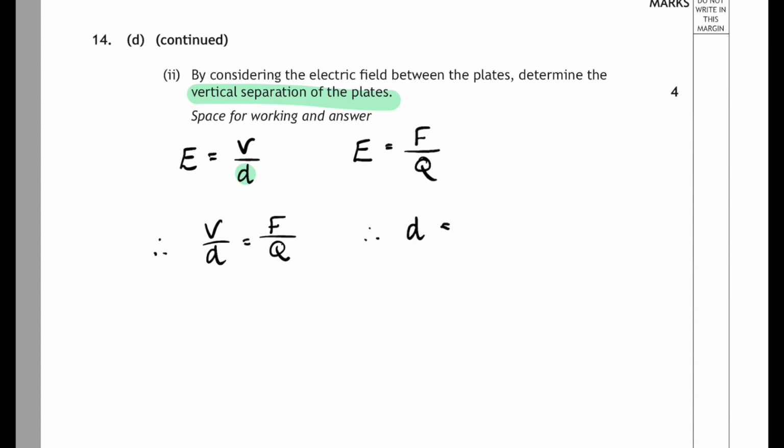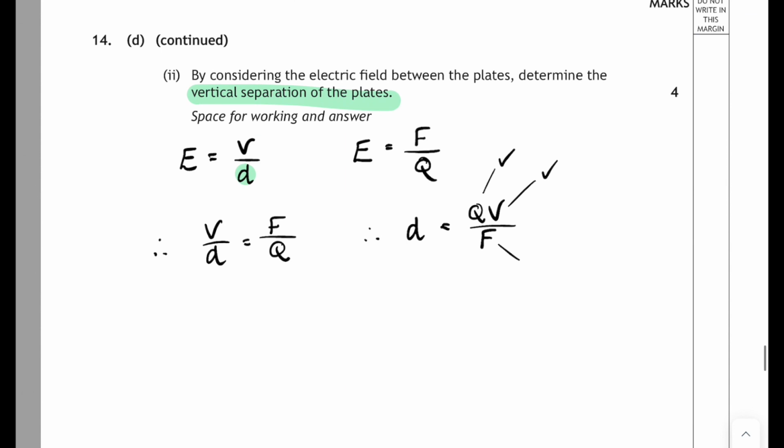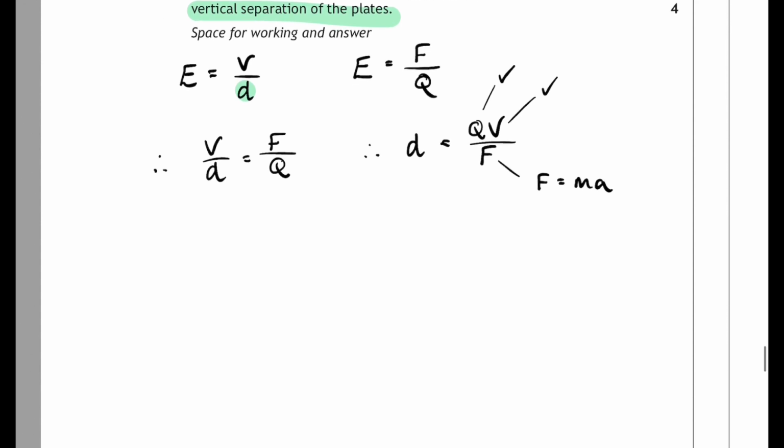So V over d equals F over Q, and then we rearrange for d. So d will be equal to QV over F, and we know what Q is, we know what V is, but we don't know F, we don't know what the electric force is. But wait a minute, we've just worked out the acceleration of a charge moving between those two plates. So we can use F equals ma to work out what that unbalanced force is. So let's sub in F equals ma into this relationship, and we get d equals QV over ma. And now we're ready to substitute everything in.